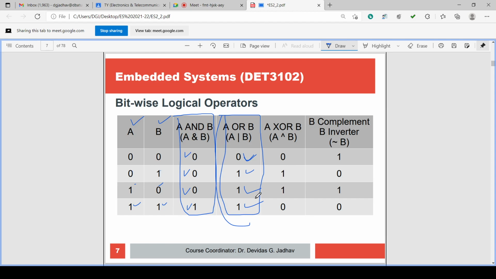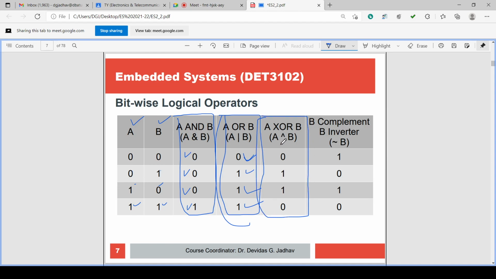This is the ORing operation. In the ANDing operation, both must be 1, then it will be 1. If either of the two is 0, the output is 0. In the ORing condition, if both are 0, then 0. If any one is 1 or both are 1, our output is 1. So this is ORing. Similarly, XORing, A XOR B.